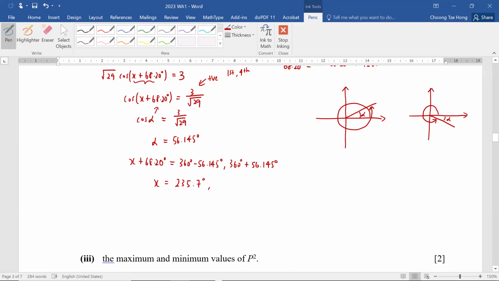Then the second answer will be 360 plus 56.145 minus 68.20. You should end up with 347.9 degrees, to one decimal place. So your two answers will be 235.7 degrees and 347.9 degrees.